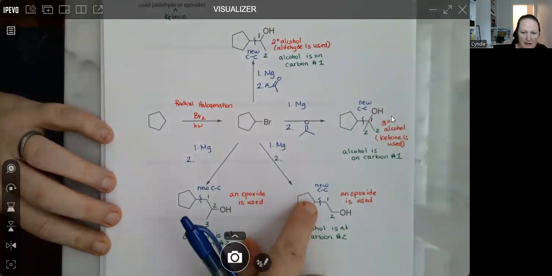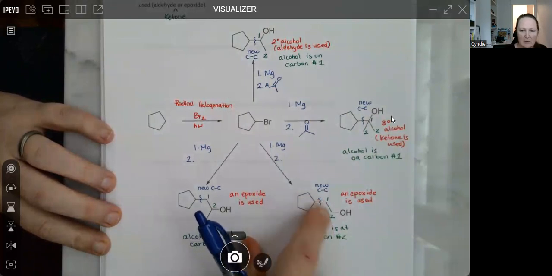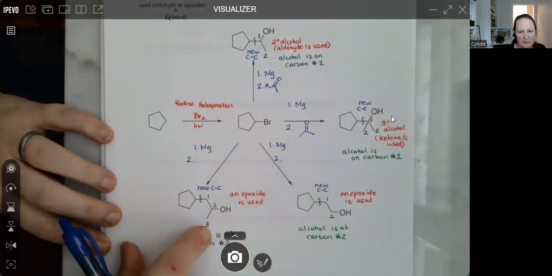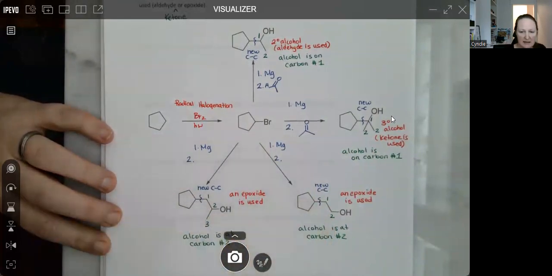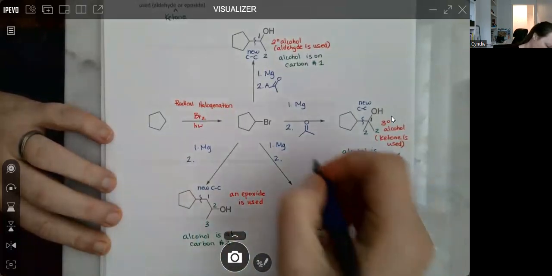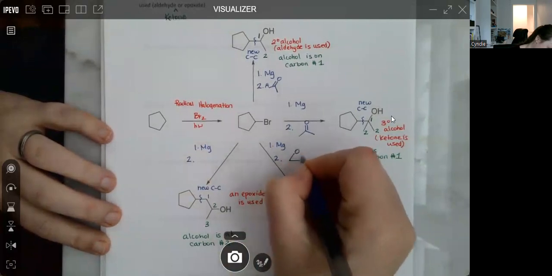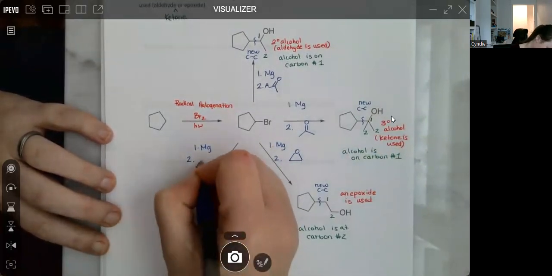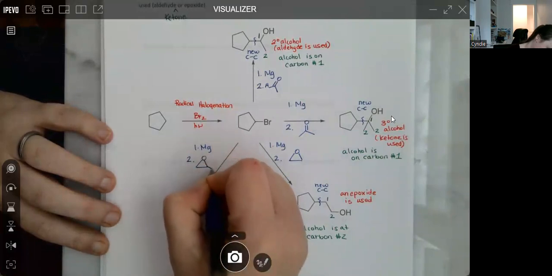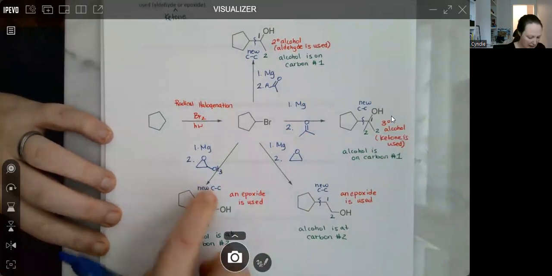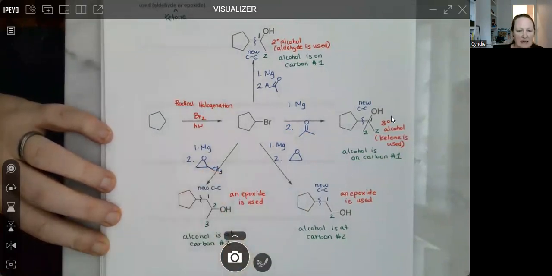For the epoxides, we look and see how many carbons did we add. We added 2 here and 3 here. So we're going to use a 2-carbon epoxide followed by, in this case, a 3-carbon epoxide, right? So a 2-carbon epoxide would just be ethylene oxide. And then a 3-carbon epoxide would have an additional methyl on one of them. I could have just drawn a line, and I decided to add in the CH3 just for clarity.